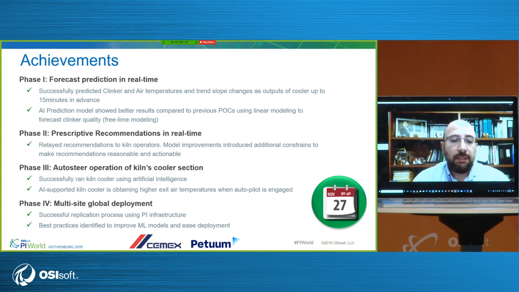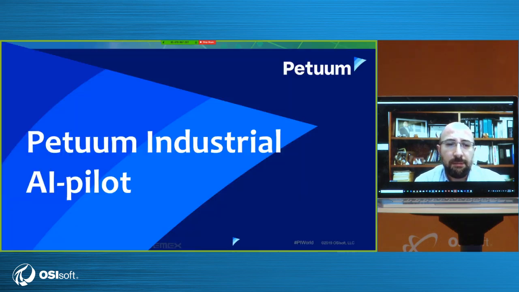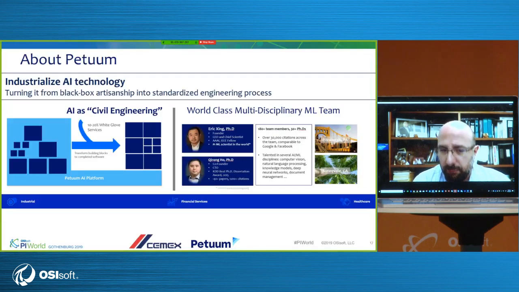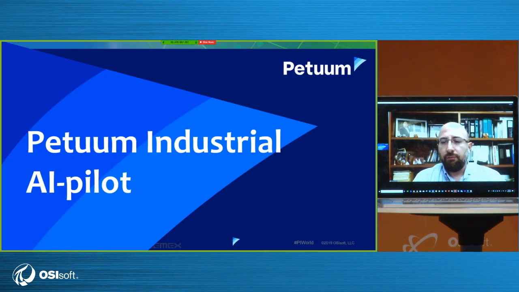For phase 3, we successfully ran the cooler using artificial intelligence. This is an industry first. We did it. That's why I put the calendar in there, because we did it successfully last year. So from November 27 until today, almost 10 months running on autopilot, and it's been a very good experience. And now we're moving on to phase 4, in which we have replicated the autopilot models in other sites. We're doing this in our 5 regions globally. Next slide, please, Prabal. So for now, Prabal is going to tell you how the technology works for Petuum.